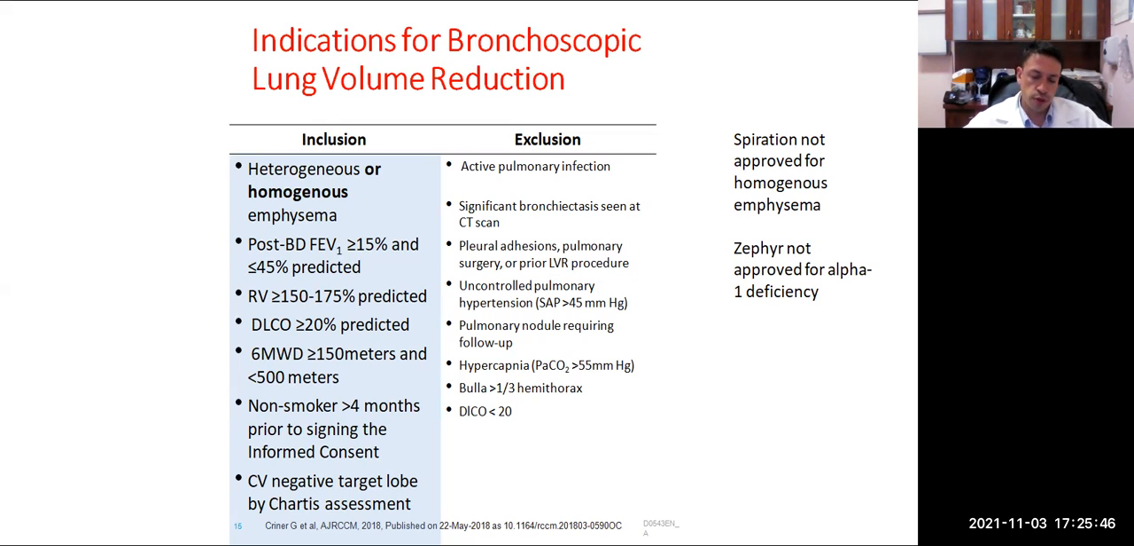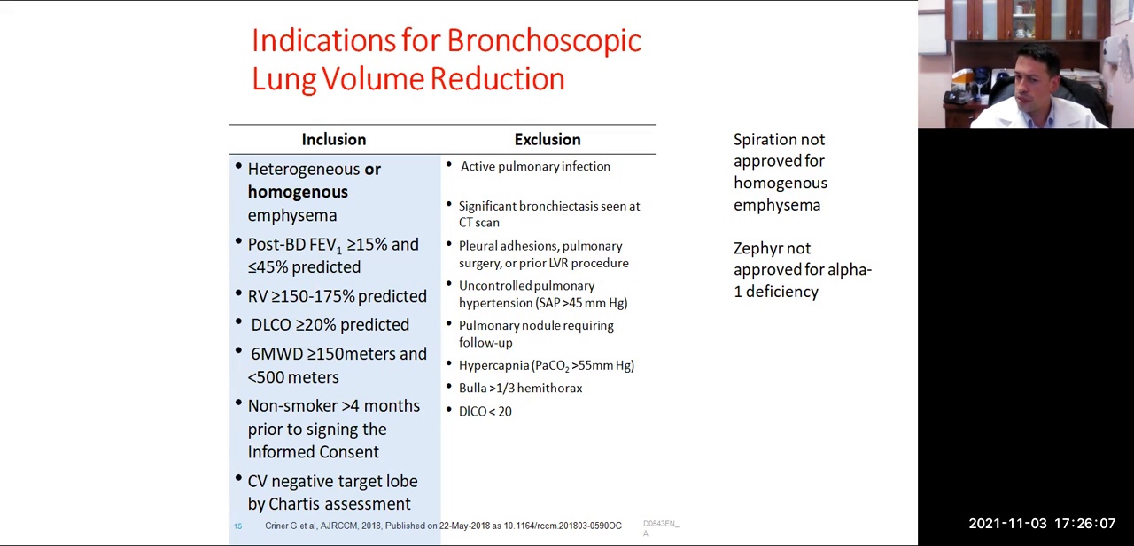If someone had talc pleurodesis, obviously you're not going to get atelectasis, so those are excluded. Patients that are hypercapnic, PCO2 considered to be more than 55. So this is why, when you properly select the patient, those patients should go through anesthesia without problems. And that's kind of the importance.